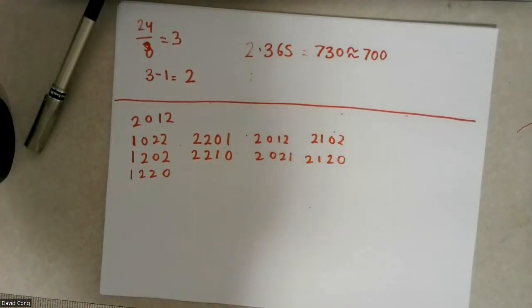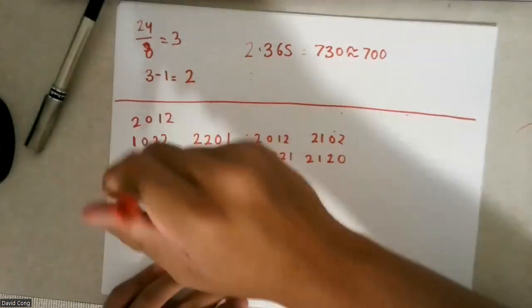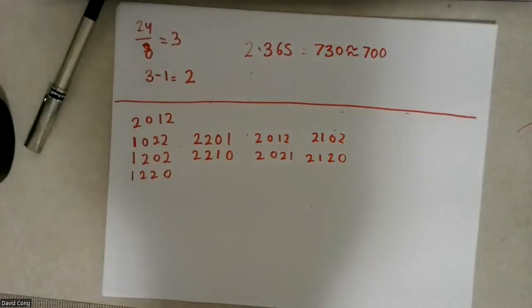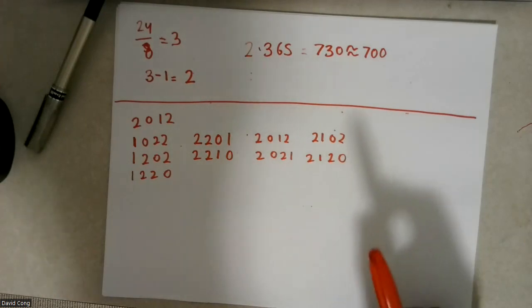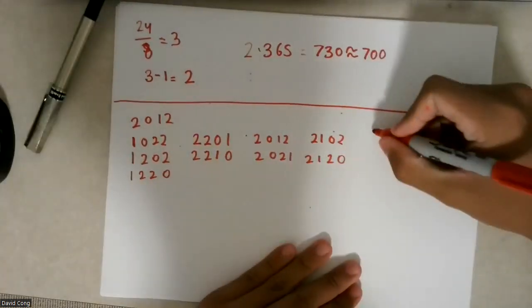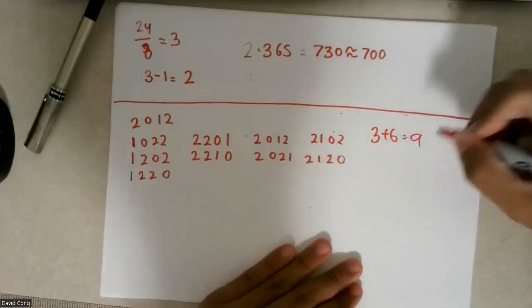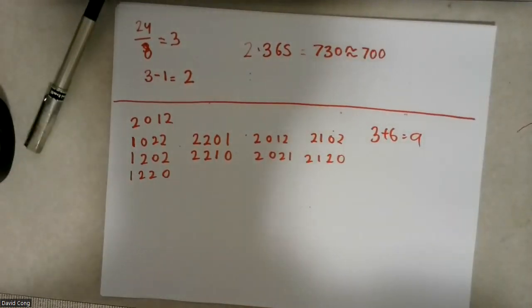So if we're going with the counting method, how many do we have? 1, 2, 3 start with 1. And the other possibility is we start with 2. So there's 6. 3 plus 6 equals 9. But there's actually a faster way to do this.